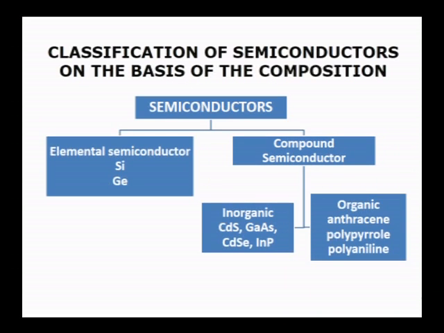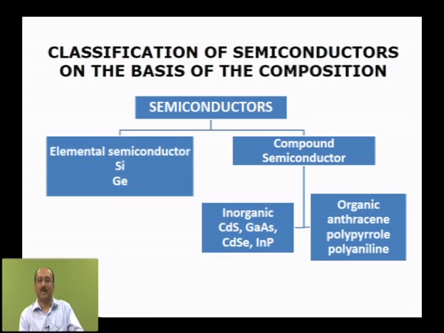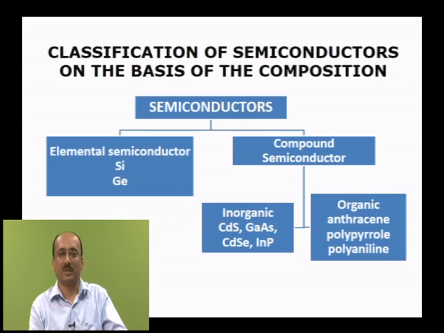Classification of semiconductors. Semiconductors are broadly classified into elemental type and compound semiconductors. In elemental type, you have pure materials, silicon and germanium, and in compound semiconductors, inorganic as well as organic materials will be there. In inorganic, examples are gallium arsenide, gallium arsenide phosphide, cadmium sulfide, etc. Organic will comprise materials like anthracene, polypyrrole, etc.